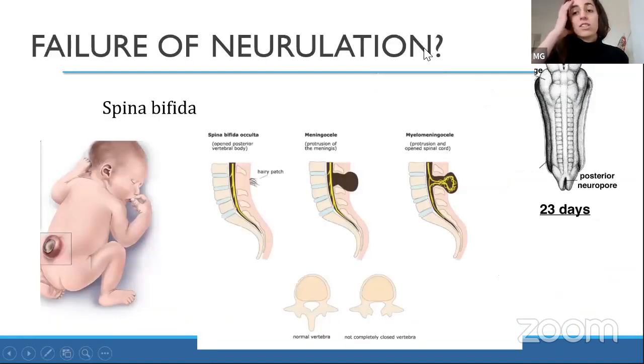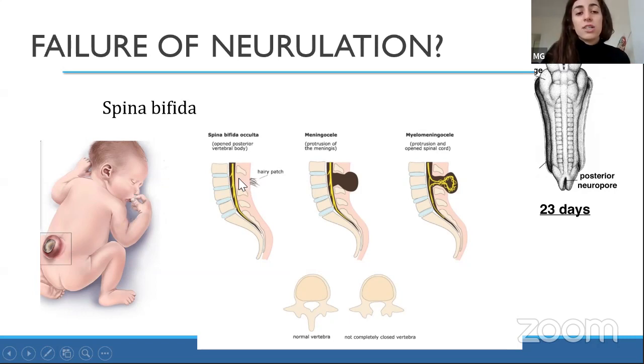Okay, so what happens if there is a failure of neurulation? That means the tube doesn't close properly, right? This is called spina bifida. I think some of you might have heard it before. You can see in this baby, unfortunately, the neural tube hasn't closed properly, right? There can be different levels of problem.